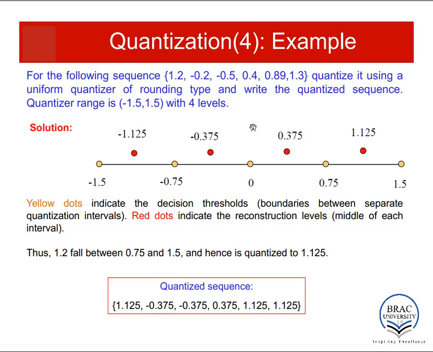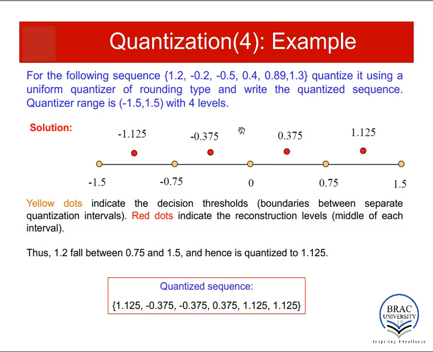Let's break down the question. First of all, we have a sequence. There are 6 samples. These 6 samples are taken by sampling an analog signal. We have to quantize it. That means we have to find the quantized value of each of these samples. First of all, we have to design the quantizer. The quantizer is uniform. The concept of non-uniform quantizer is not introduced yet. We will introduce it shortly.